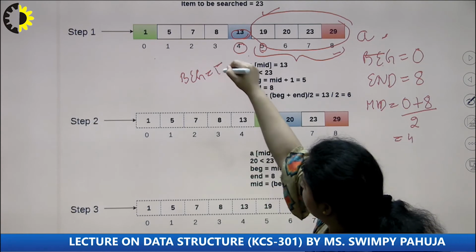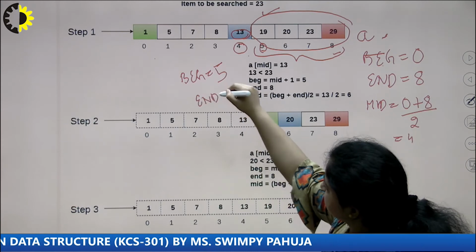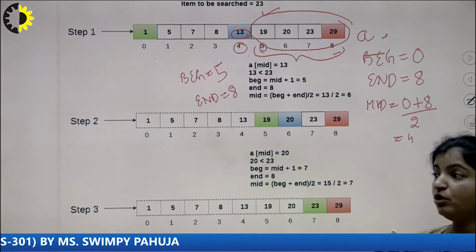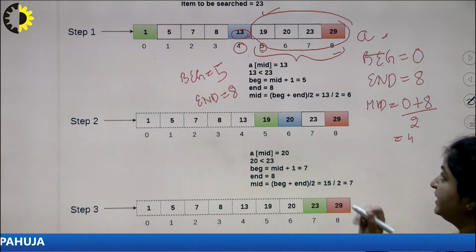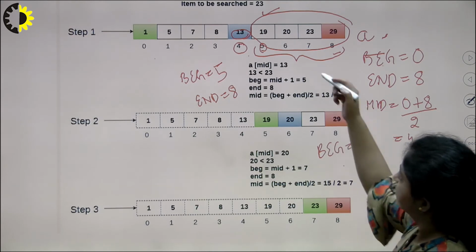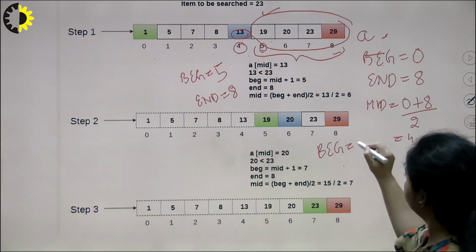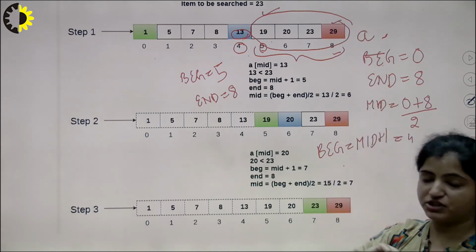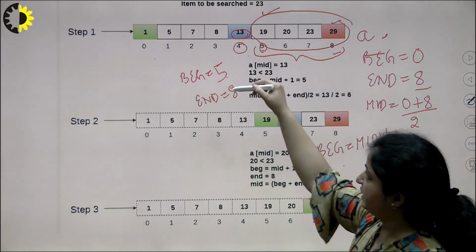So now the updated value for beginning is 5, and the updated value of end will be the same, that is 8, because end is the same, only beginning has been changed. Now in terms of algorithm, what I will do, I will write beginning equal to mid plus 1, since 4 was the mid. So beginning will be updated by mid plus 1 and end remains the same, that is 8, which was earlier also 8. Fine. So now in beginning I have value 5, in end I have value 8.